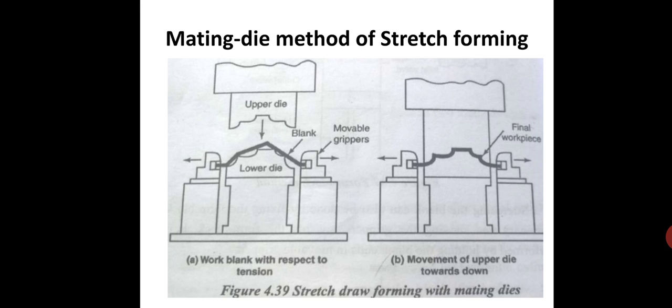The shapes of the upper and lower die are made to the exact required shape of the sheet metal product. It is also a type of forming method using the stretching force. And the second, right side diagram shows the final workpiece.